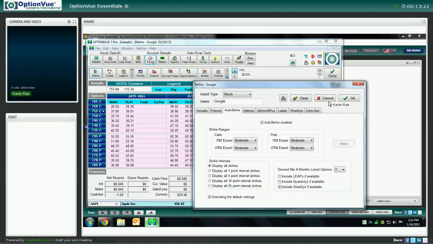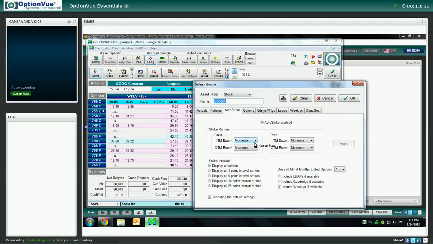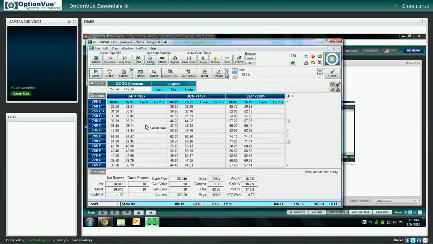I could hit apply and then say OK. And you'll notice my symbol count was around 600. Now it's 1,088. That's too many symbols for me. I don't like to see that many, and I don't like the weeklies like we were talking about. But let me go back now, and I'm going to say small and small and see what the strike range is now. And I don't really want those weeklies. So let's hit apply, and I can see a smaller number of strikes now.